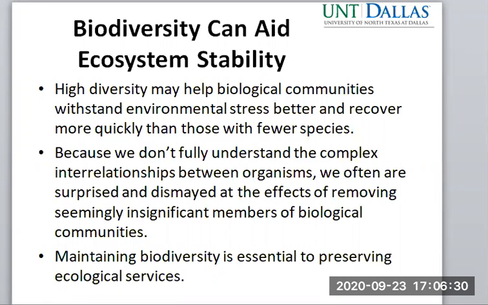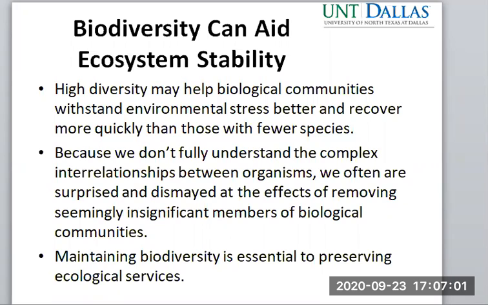Talking about the benefits of biodiversity, it can also aid ecosystem stability. Biodiversity may help biological communities withstand environmental stress better and recover more quickly than those with fewer species. A reason for that may be that in a diverse community, some species survive the disturbance, and so ecological functions are maintained because we don't fully understand the complex interrelationships among the organisms.